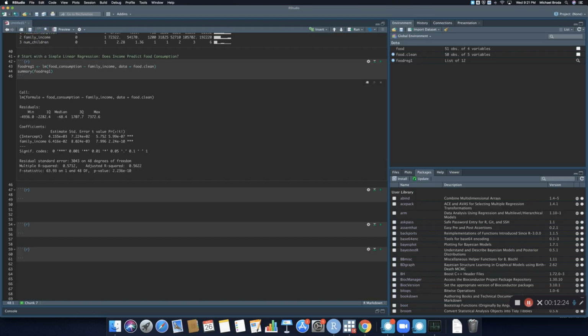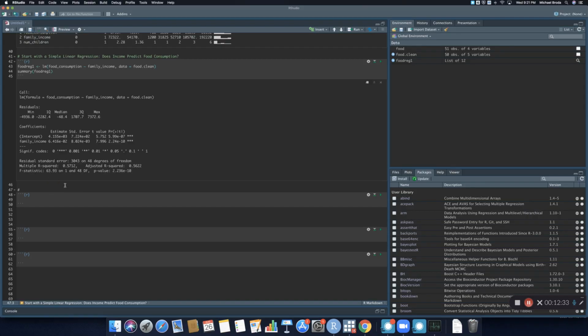Let's ask a little bit more complicated question. So I'm going to paste it right here again with a pound sign. So what about kids? We see here that family income matters. So if you have more family income, you spend more on food. Sure, that makes sense. But that model ignores the fact that some people have kids. And man, kids love to eat, right?